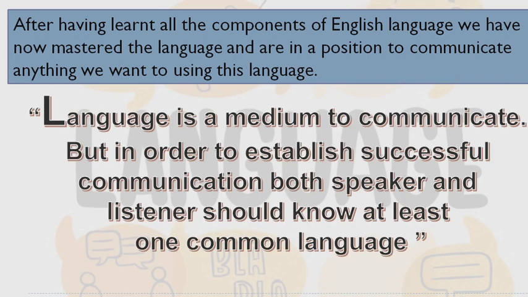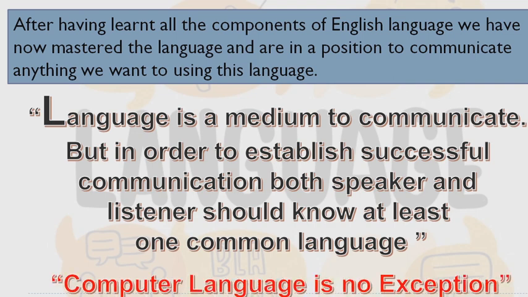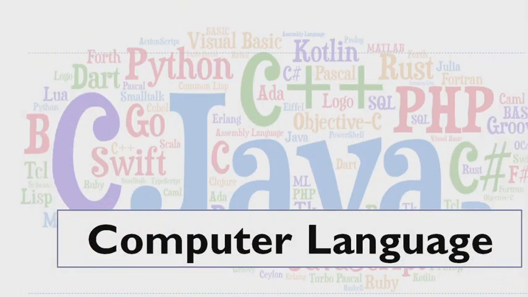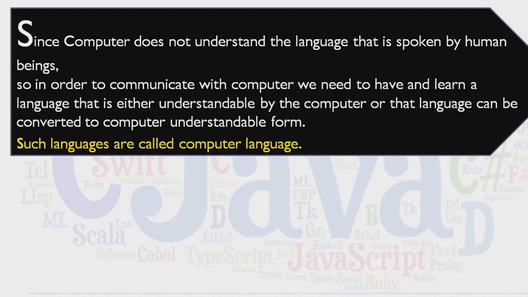So language is a medium to communicate, but in order to establish successful communication, both speaker and listener should know at least one common language. In the case of computers, it should be the same. So for interaction with a computer, we should know some computer languages, and there are so many, like C, C++, Java, PHP, Python, Visual Basic.